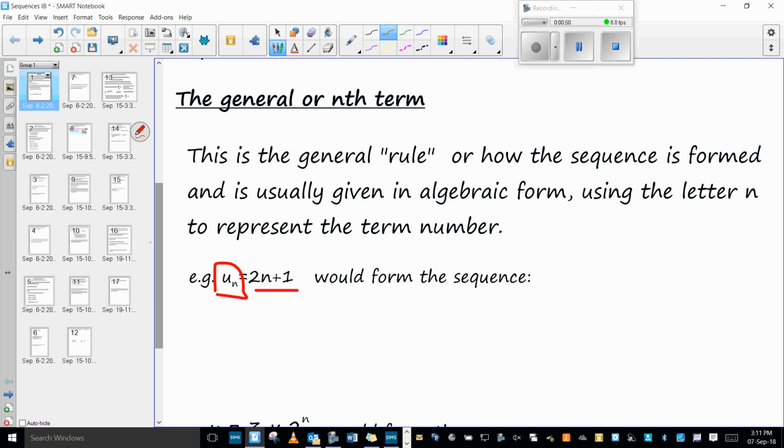If I wanted to show that I was finding my first term, I would show that it's u1. So u represents the fact that it is a term, and the 1 obviously represents the first term. What I would do is replace all of my n's with the number 1 and come up with the value of 3. So the first term was 2 multiplied by 1 plus 1. As you can see, I have replaced this n with the number 1.